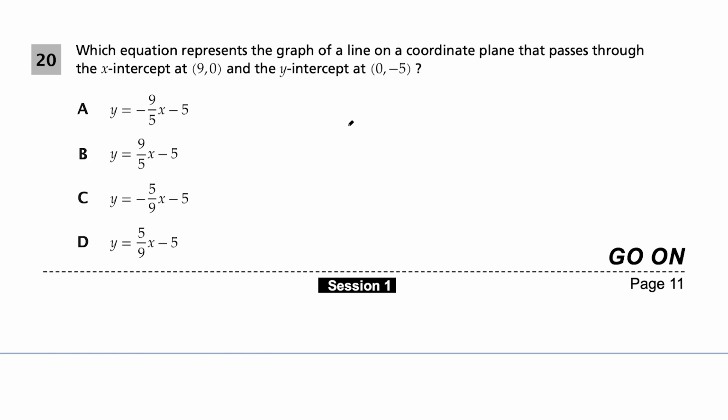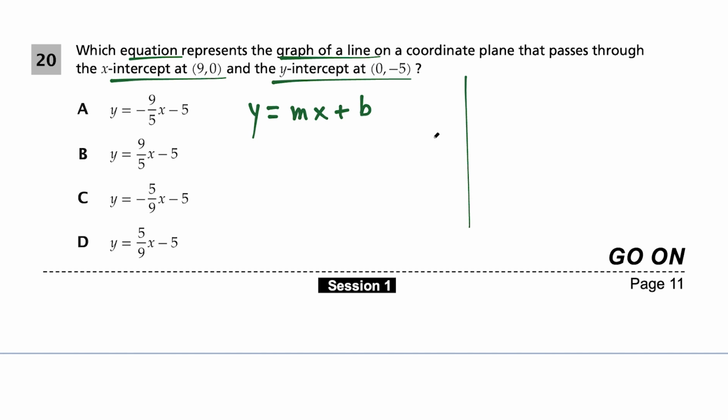So question 20, we want to know which equation represents the graph of a line on the coordinate plane that passes through the x-intercept at 9, 0 and the y-intercept at 0, -5. So for this one here, I think the best way to do this would be to use the formula y equals mx plus b. And what I'm imagining here is that if we have this graph of these 2 points, we have 9, 0 is, let's say, all the way over here. And then we have the point 0, -5, which would be over here. So this would be our y-intercept. So we have our x and our y-intercept. So the equation we're looking for is the equation of the line that connects these 2 points like this.